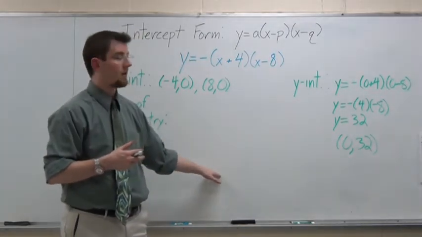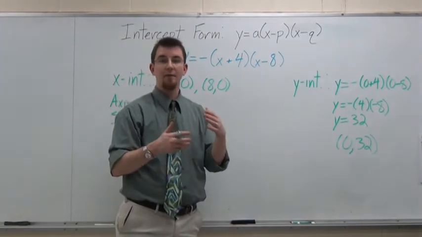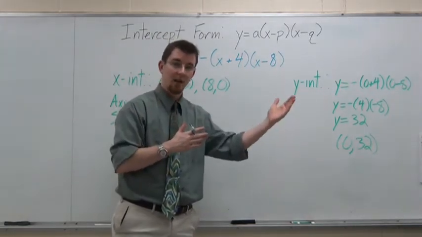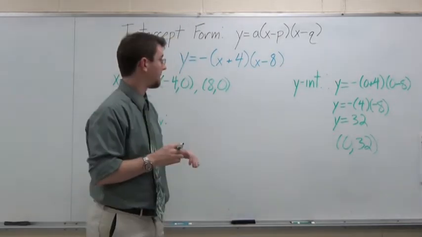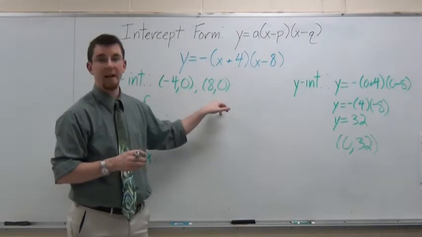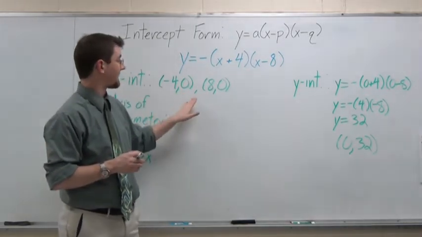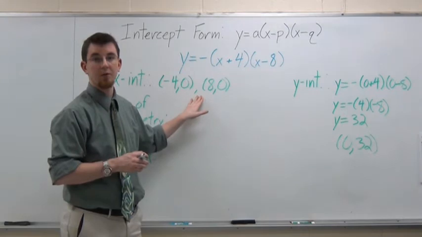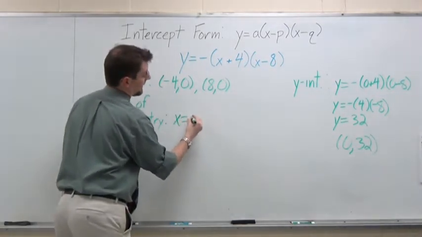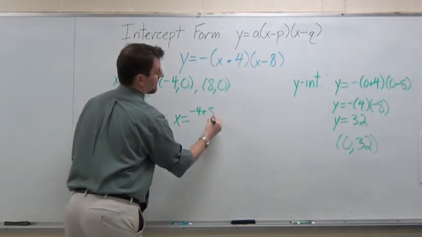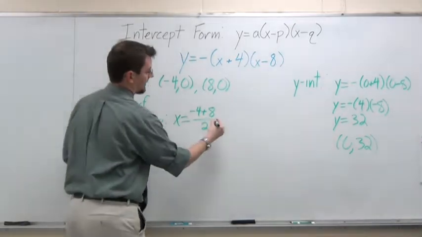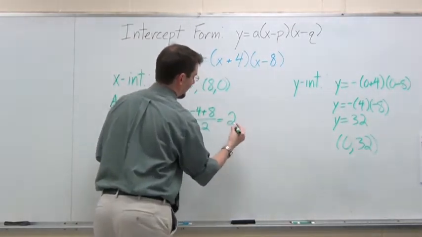So if you think of a quadratic graph, this axis of symmetry mirrors the left and the right side of the graph. Well, if we know that it crosses the x-axis at negative 4 and 8, the vertex is going to be exactly in the middle of those 2 points. So the axis of symmetry is going to be the average. So negative 4 plus 8 divided by 2. So in this case, that's going to give us 2.